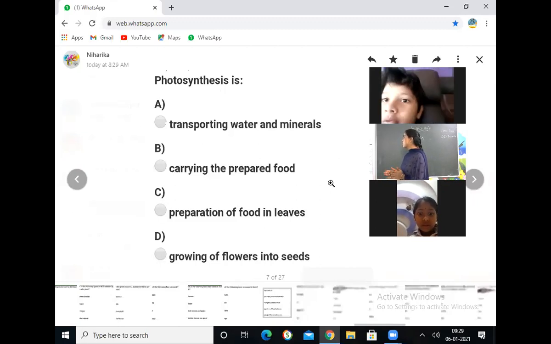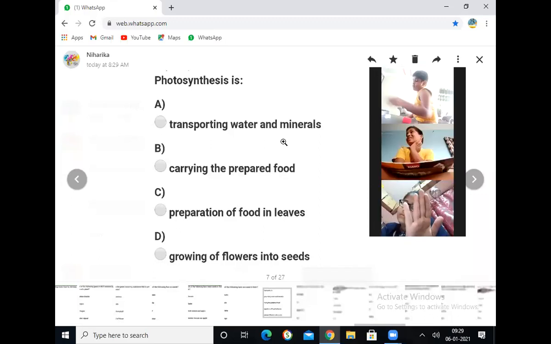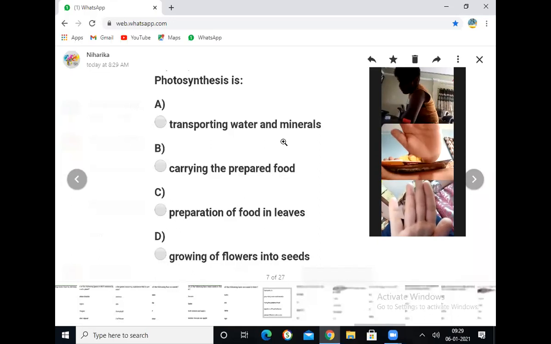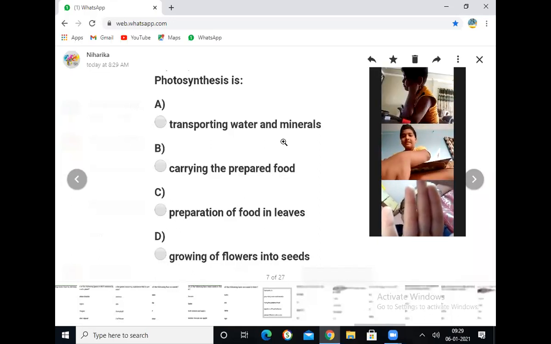Yes, speak out. Photosynthesis is transforming water and minerals, teacher. No, no, no. It is the wrong answer. Next, anyone of you? Yes, Babish and Amisha. Babish, photosynthesis is?